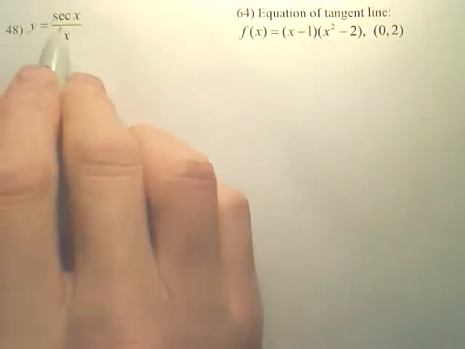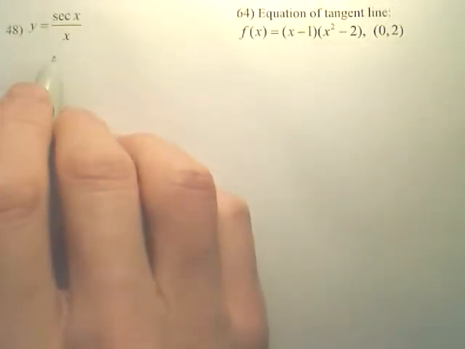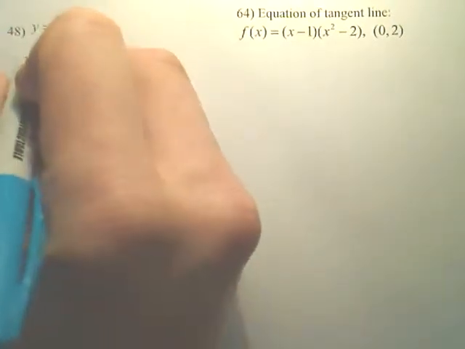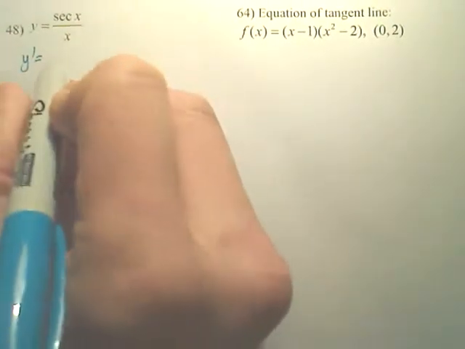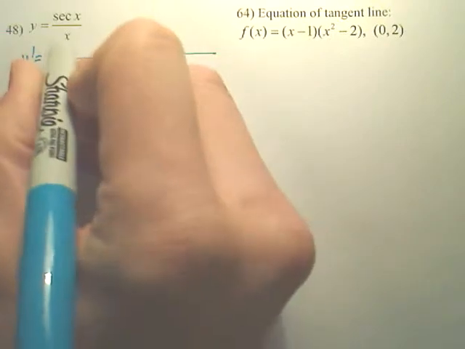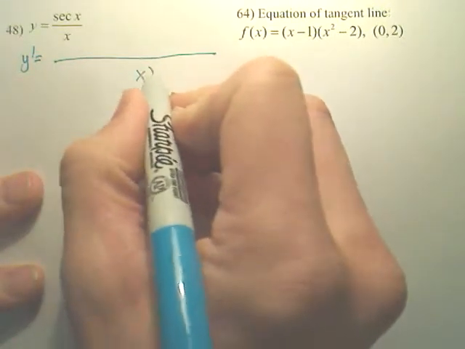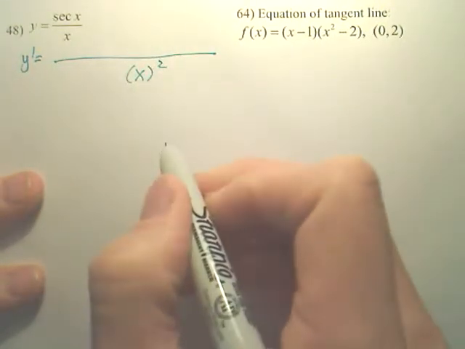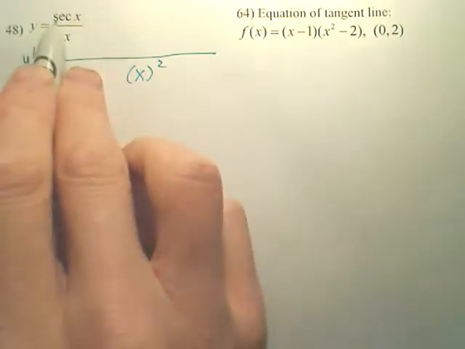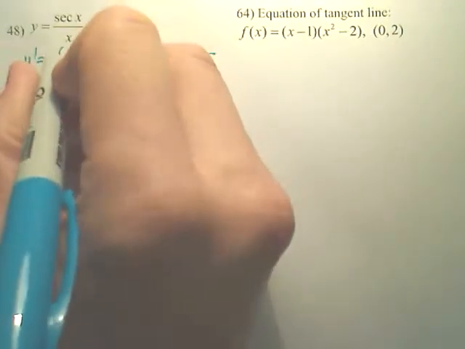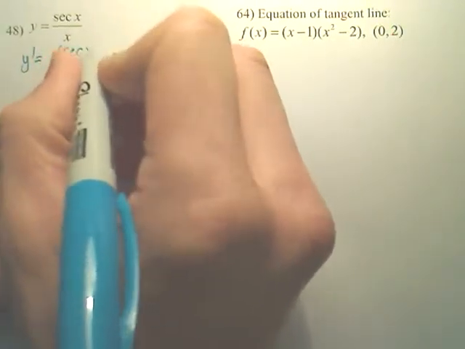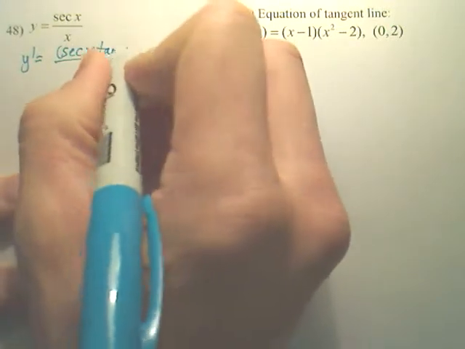All right, if I want to derive this, you should see it's a quotient. So to derive it, we're trying to find y prime. For the quotient rule, the bottom, you're just going to square. So you can take x squared, that's the bottom. For the top, you derive the top, and the derivative of secant is secant x tangent x.